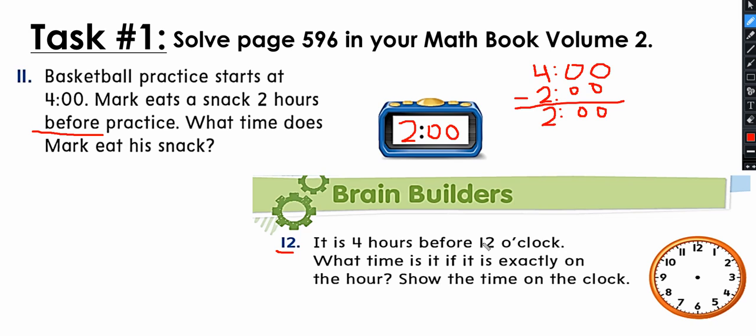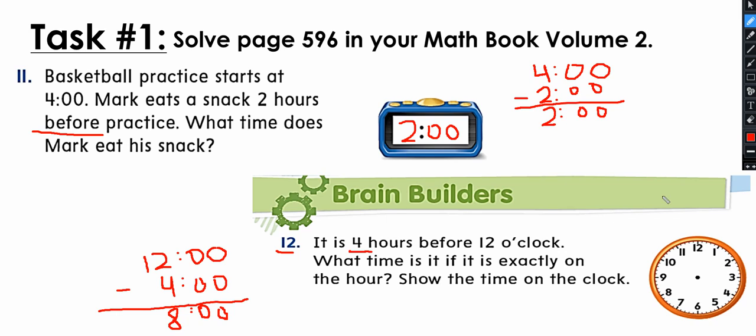So it's 4 hours before 12 o'clock. So we have 12 o'clock. And again, we have that it's before. So what do we have to do? We have to minus. It's 4 hours before 12 o'clock. So we start with the minutes. The minutes will stay the same. And what about the hours? We count back. 12 minus 4 will give us 8.